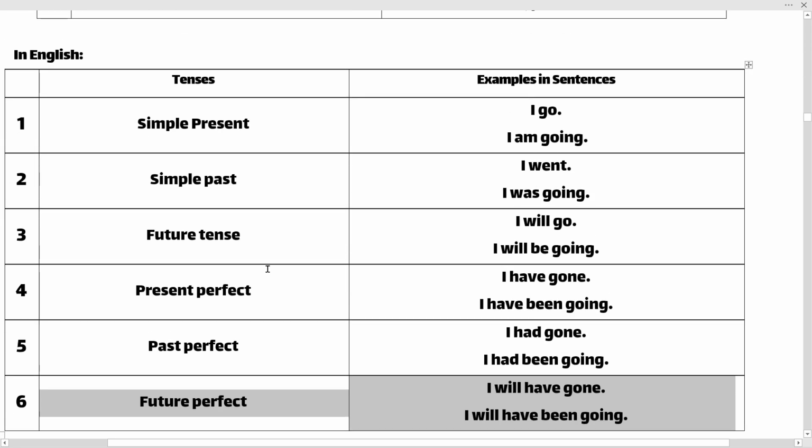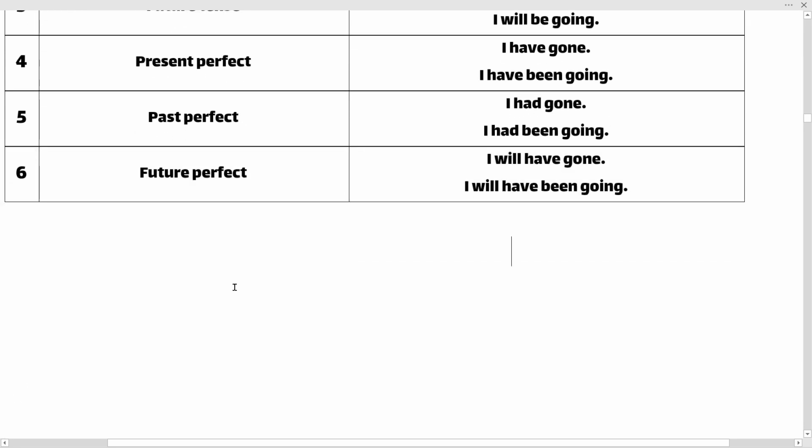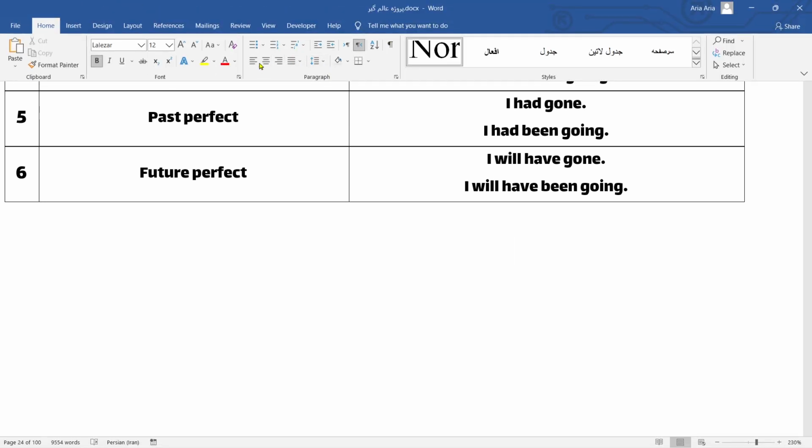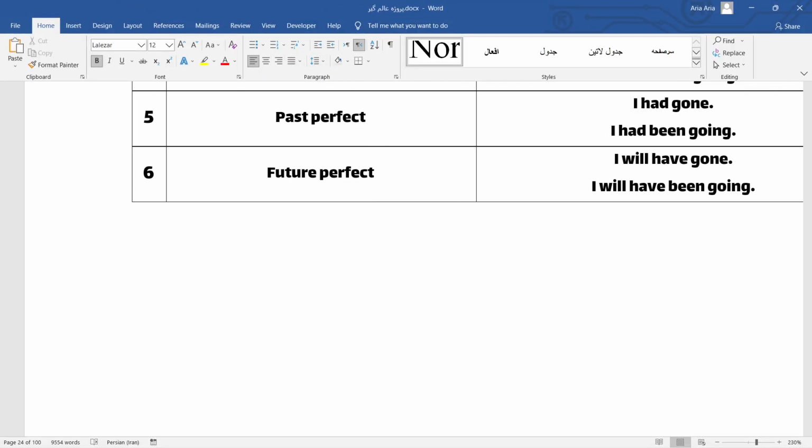Now, for example, here, I'm going to teach you how to conjugate a verb in different tenses in German. Please follow us in future videos.